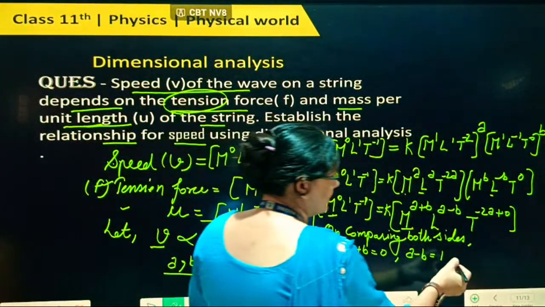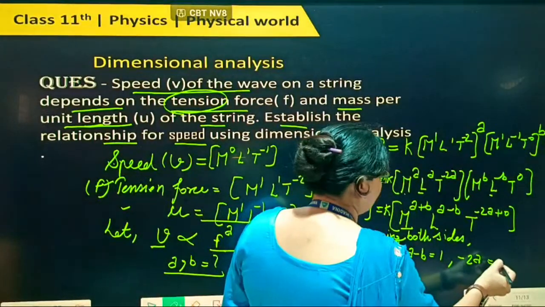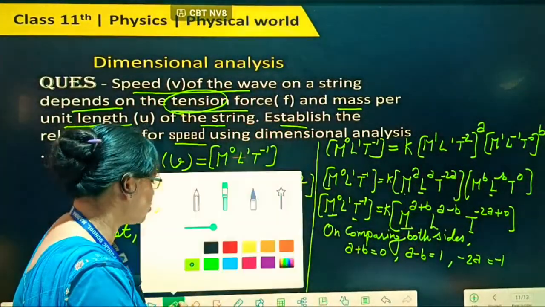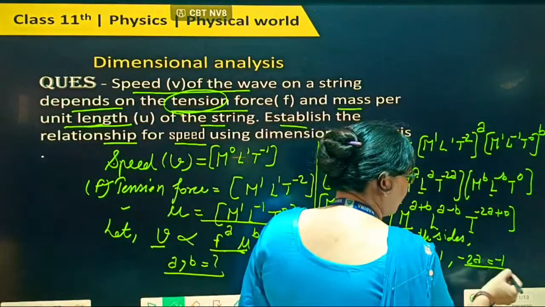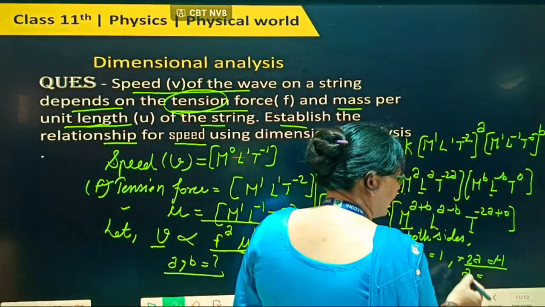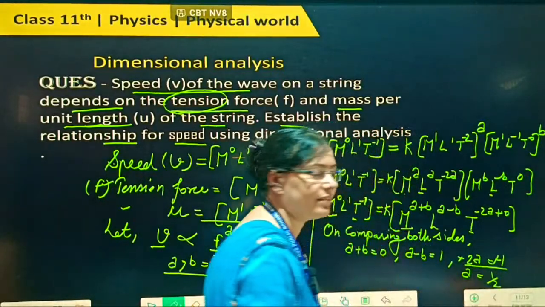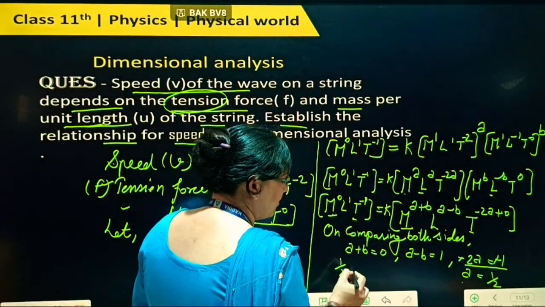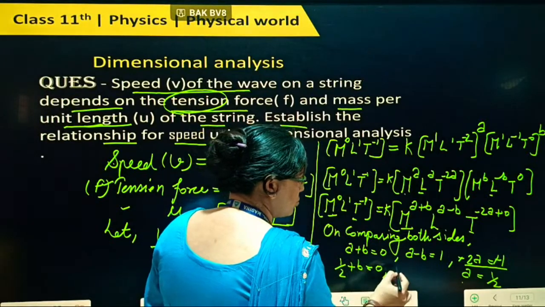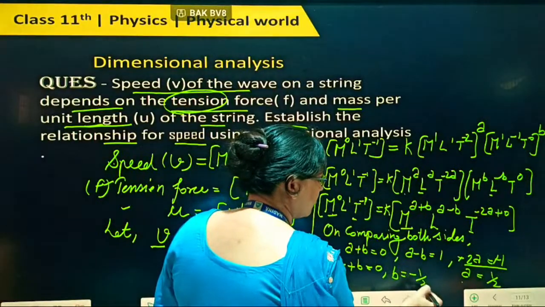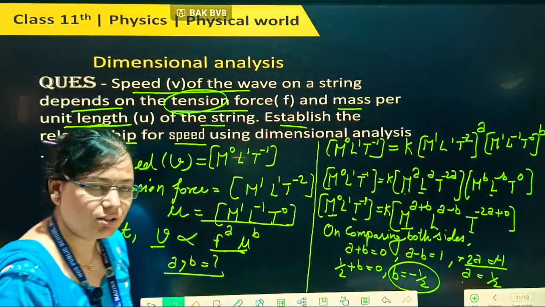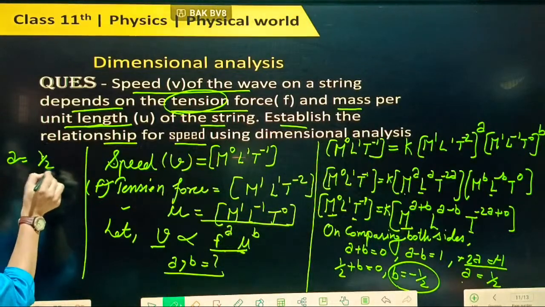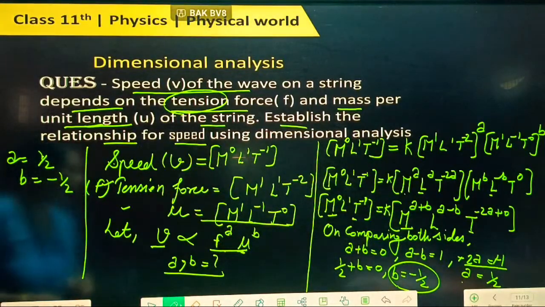Clear? Next, minus 2a equal to minus 1, comparing for T with the same base, we compare its power. We can find the value of a from this equation: the minus signs cancel out, then a becomes 1 by 2. Now put the value of a here: 1 by 2 plus b equal to 0, so b is left as minus 1 by 2. Understood everyone? So the values of a and b came: a equal to 1 by 2, b equal to minus 1 by 2. Yes or no? This is what we got.